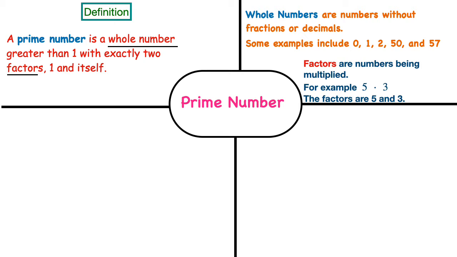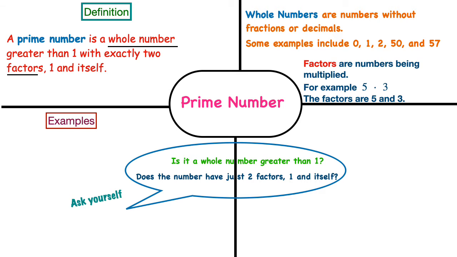Before I show you some specific examples of prime numbers, I want to share a little strategy that you can use to help identify a prime number. It involves asking yourself two questions. The first question: is the number I'm looking at a whole number, meaning there are no fractions or decimals attached to it, and is that whole number greater than 1? And does the number have just and only two factors, 1 and itself? If you answer yes to both of those questions, then you know that you're looking at a prime number.